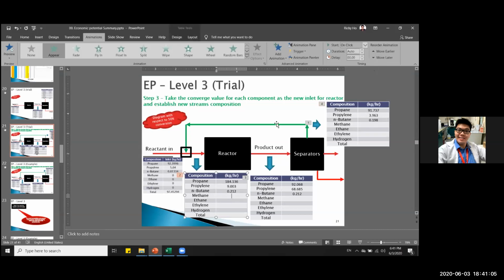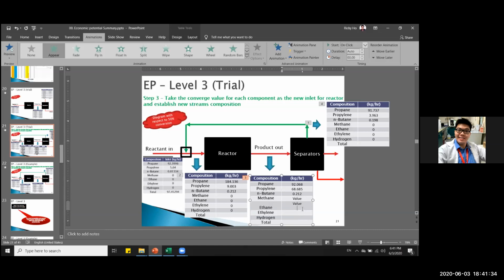For methane, as you can see, there is no methane, so 0, 0, 0, 0. For my recycling stream, also there is no methane, ethane, ethylene, and hydrogen. Then you did your total. However, remember the selectivity from your side reaction. There will be a value for your methane, ethane, ethylene, and hydrogen.